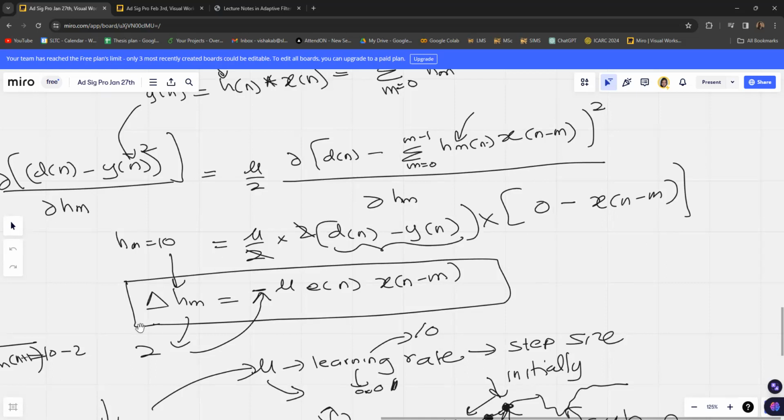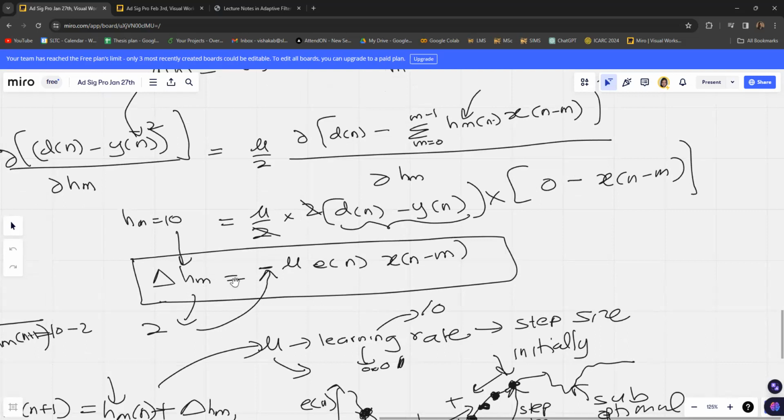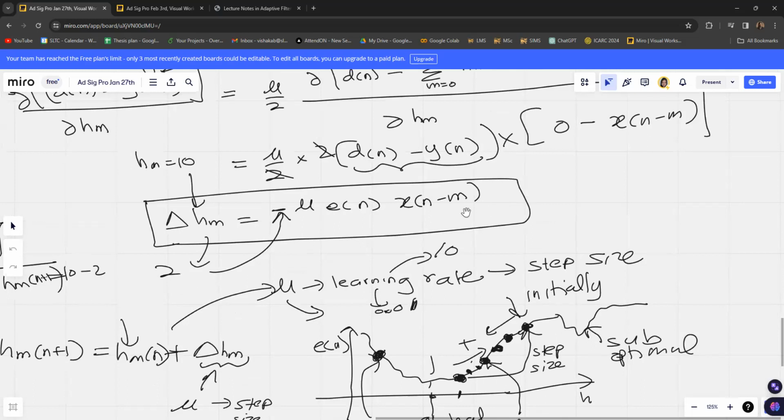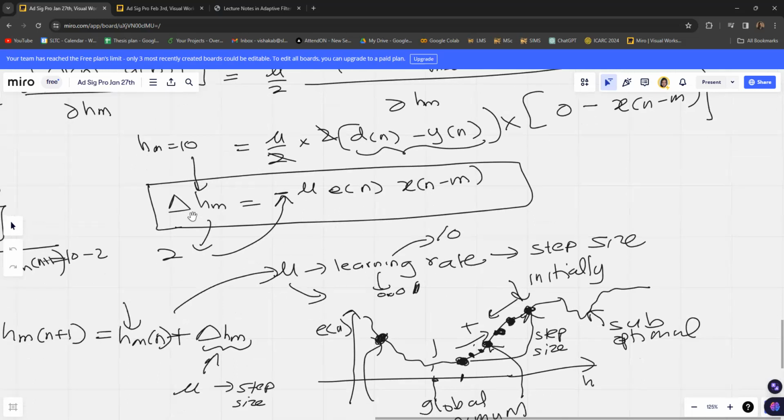And then the total outcome will look like this: delta hm, which is the change in the filter coefficients, is equal to minus, because there's a minus sign remaining in the above expression, mu, where the learning rate is mu, and then en, where dn minus yn equals en, then xn minus m. So x is the input signal, and this expression gives us how to multiply the error signals and input signals to get the smallest increment required in the filter coefficients. So this is one method of finding this optimal increment in the filter coefficients.